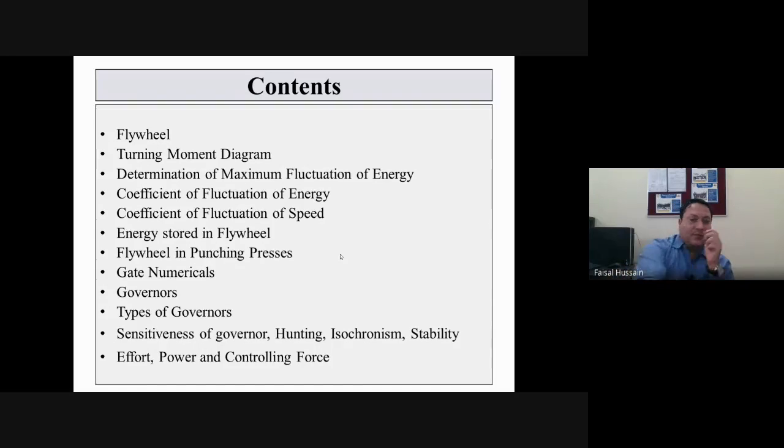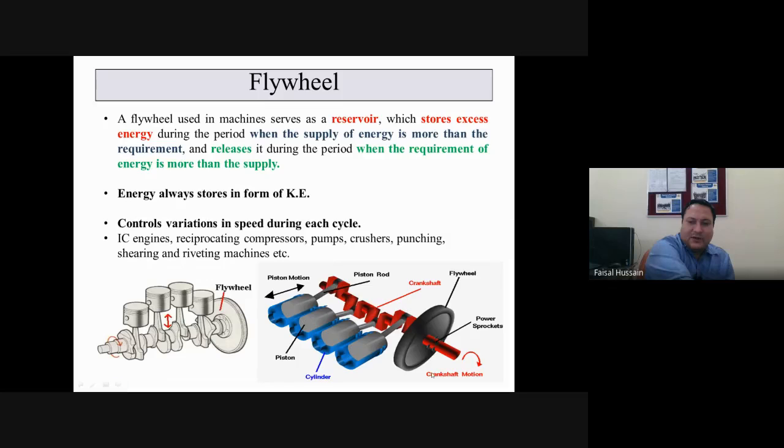So see, today our topic will be up to the flywheel. What is a turning moment diagram? Then determination of maximum fluctuation of energy. Then what is coefficient of fluctuation of energy, coefficient of fluctuation of speed, then energy stored in flywheel, and GATE numericals. We will not cover governor and types of governor. So let us start with the flywheel.